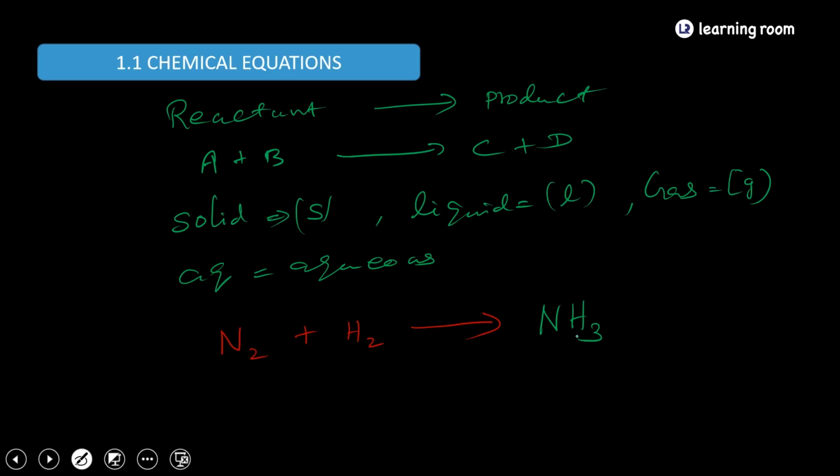It gives ammonia. Here, according to the law of mass action, mass is neither created nor destroyed. So the reactant mass should be equal to the product mass. Looking here, you have 2 nitrogen, 2 hydrogen, whereas here you have 1 nitrogen and 3 hydrogen. So shortage of nitrogen is there and shortage of hydrogen is there. Now we have to balance that equation.